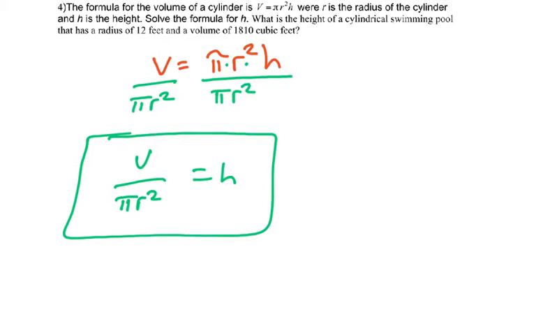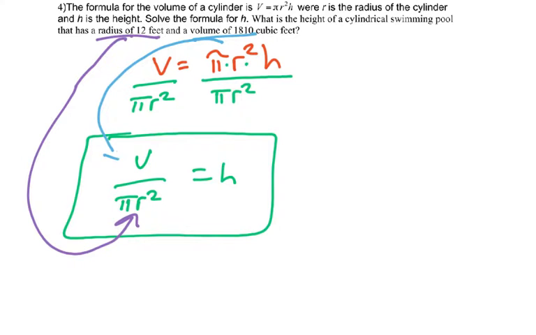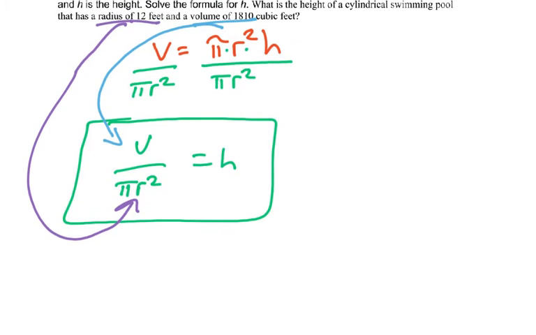So we know that if that's the case, the radius is 12, I can plug that in for r. The volume is 1810, I can plug that in for v. And so I'm going to have 1810 divided by pi, and then r is going to be 12 squared. Okay, so notice what I did there.